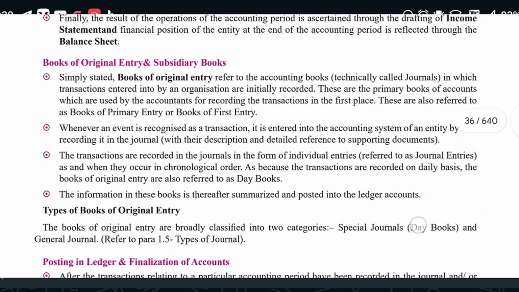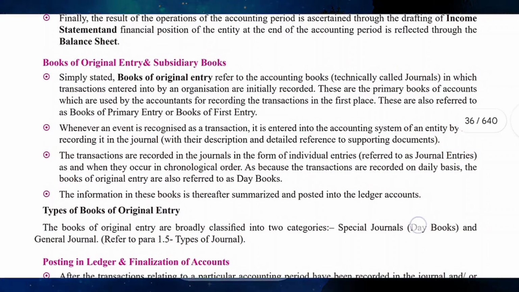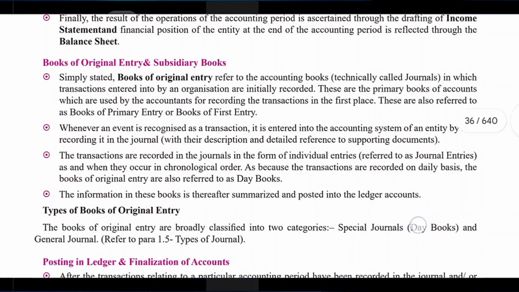These journals are also called day books because they are used to record transactions daily. The information is then summarized and transferred to ledger accounts. Think of it like a receptionist desk. Transactions come in, get recorded in the journal, and then get forwarded to the ledger for further processing. That's all about original books of entry and subsidiary books. There is nothing much to talk about here.